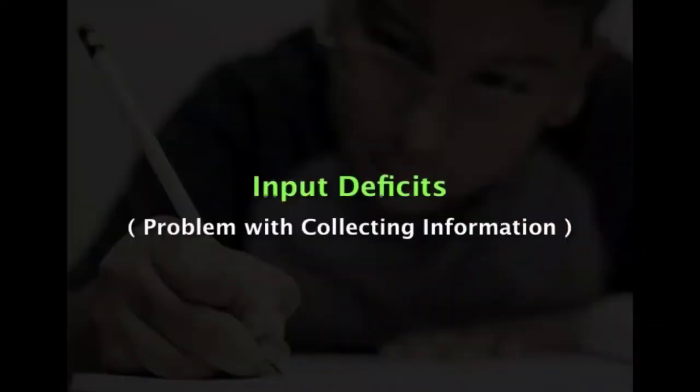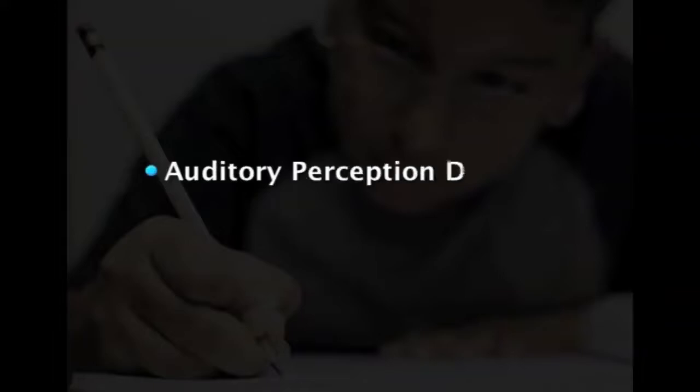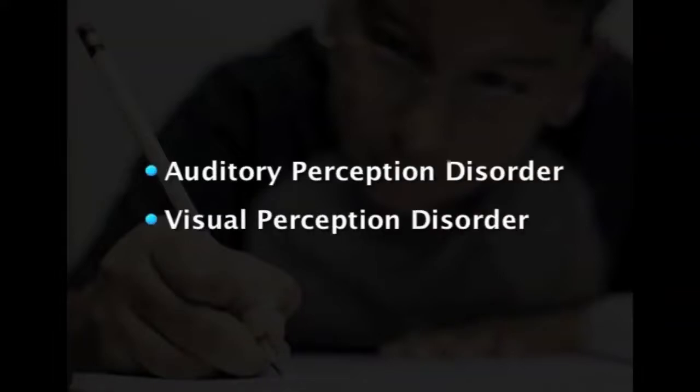Let's now know about the input deficit, which is also known as problem with collecting information. This is the information perceived through the senses. This includes auditory perception disorder and visual perception disorder. Auditory processing disorder describes a variety of disorders that affect the way the brain processes or interprets what it hears, even though the student might have adequate hearing.